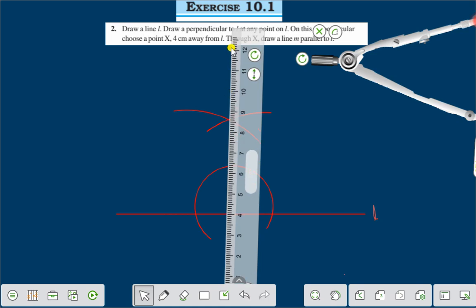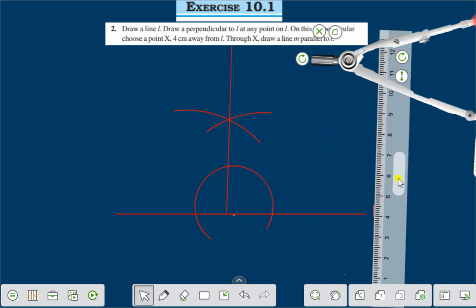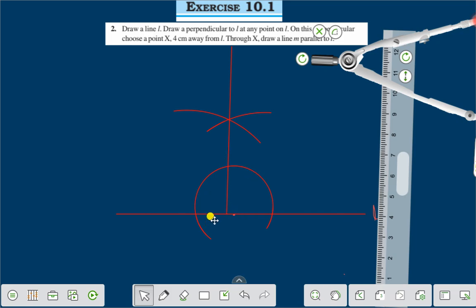Now here we have taken a perpendicular, right? This is a perpendicular on this line, and at this point we have taken a point here. Suppose the name of the point is P. We have drawn a perpendicular line on the point P. This is point P, right? Now, what is the question?